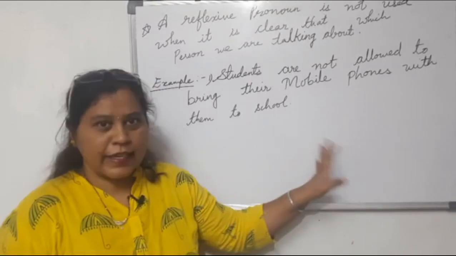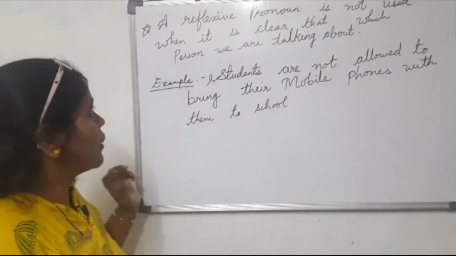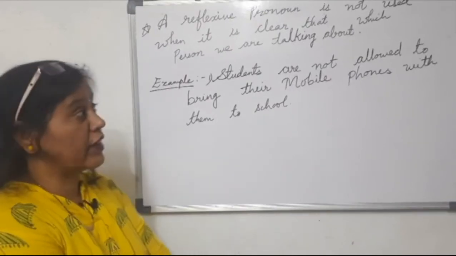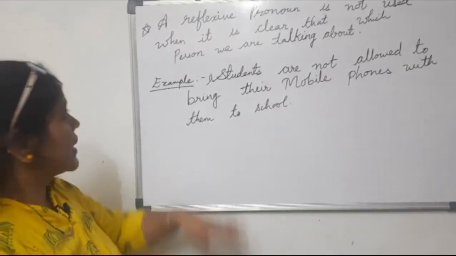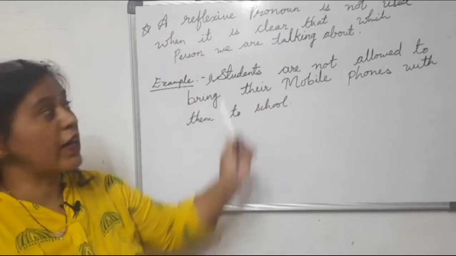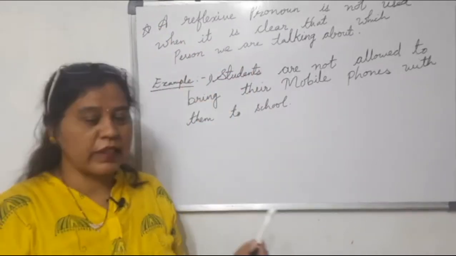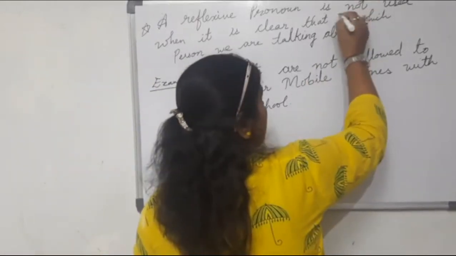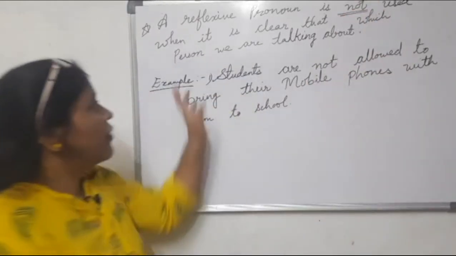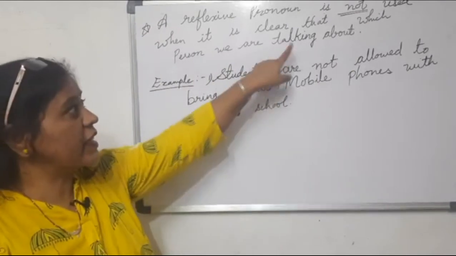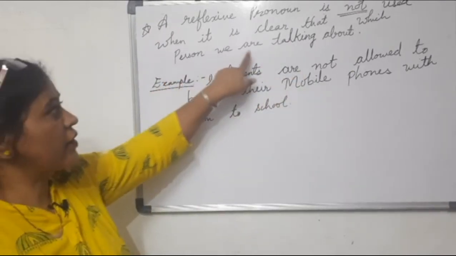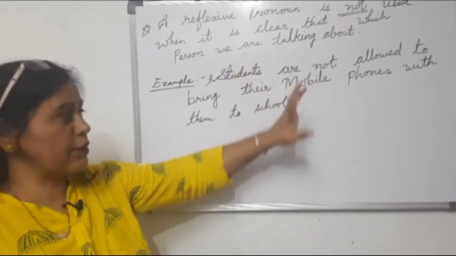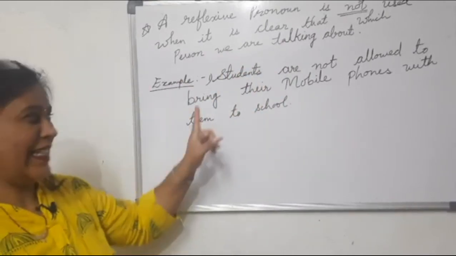Okay friends, the next rule of reflexive pronoun says when we should not use a reflexive pronoun. It says that a reflexive pronoun is not used, just remember this, when it is clear which person we are talking about. With the example you will understand clearly.